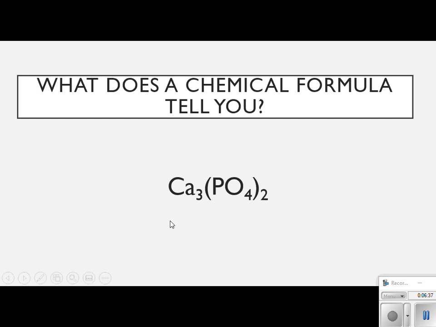Now, my next one is CaSO4. Notice I don't have any parentheses around this SO4. If I only have one of the polyatomics, and you'll learn this tomorrow, I do not need parentheses. So this tells me that I have 1 calcium, 1 sulfur, and 4 oxygens.